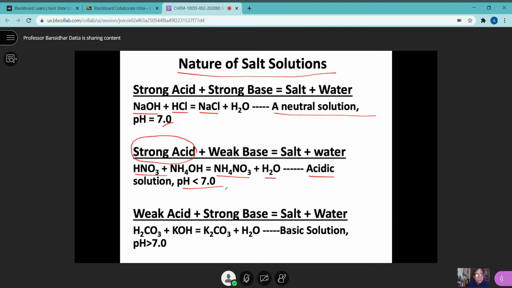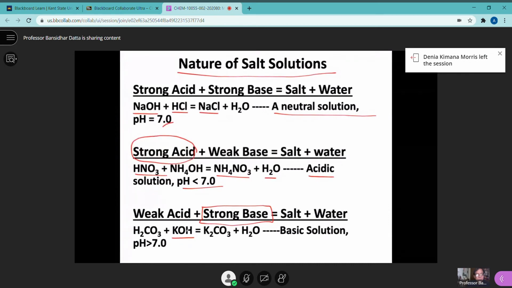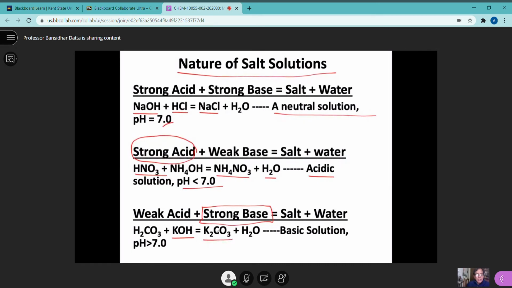So what's next? Weak acid and strong base. If you have weak acid and strong base, now here the base is the strong guy. Strong survives once again. An example: carbonic acid is a weak acid. Acetic acid is a weak acid. Phosphoric acid is a weak acid. Plus, if you take a strong base like potassium hydroxide, lithium hydroxide, sodium hydroxide, all those group 1 elements, you get the salt, in this case potassium carbonate, plus H2O, right?